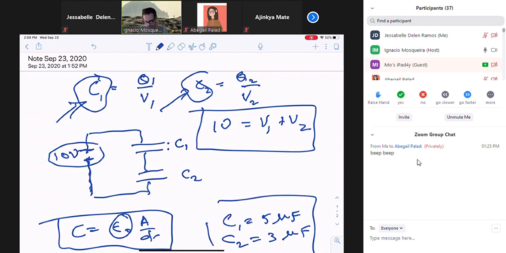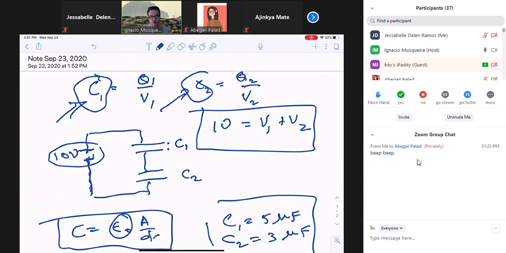Okay, so this is the information you know, and you have a 10 volt battery. What you want to do is solve the circuit. Tell me everything about the circuit. In order to tell you everything about the circuit, what do I need to know? Well, I need to know Q1, Q2, V1, and V2. So these things are unknowns.